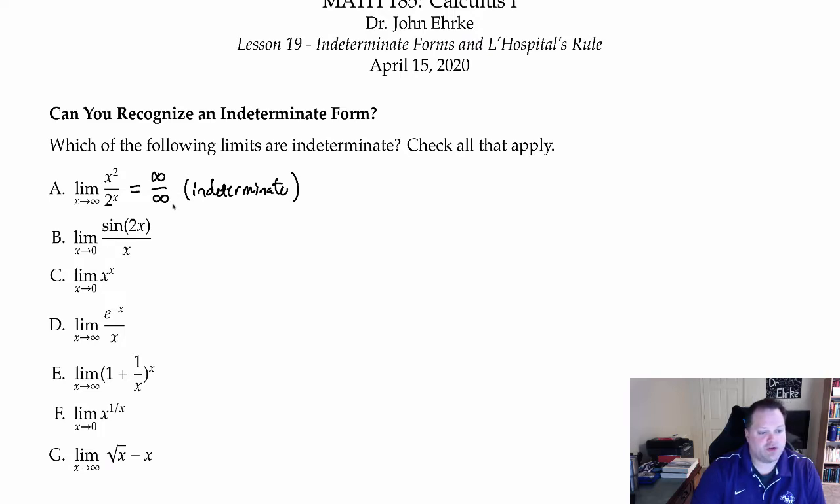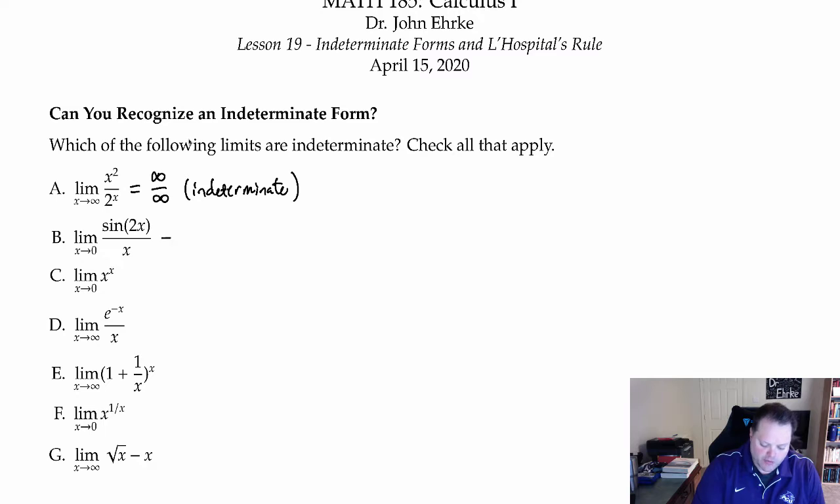So what I want you to do is pause the video for a second here, go through the remainder B through G and see if you can determine if the forms that appear are determinate, like you can determine an answer, or indeterminate. All right, if you haven't paused the video yet, you should do so. We're going to take a look at each of these together.